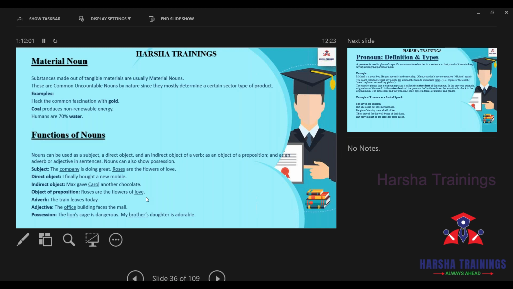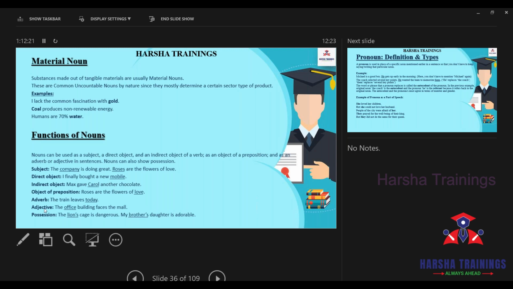Now, what is an adverb? The train leaves today. When does the train leave? Today. So today becomes the adverb. Adjective, the office building faces the mall. Which building faces the mall? The office building. So office becomes the adjective form.